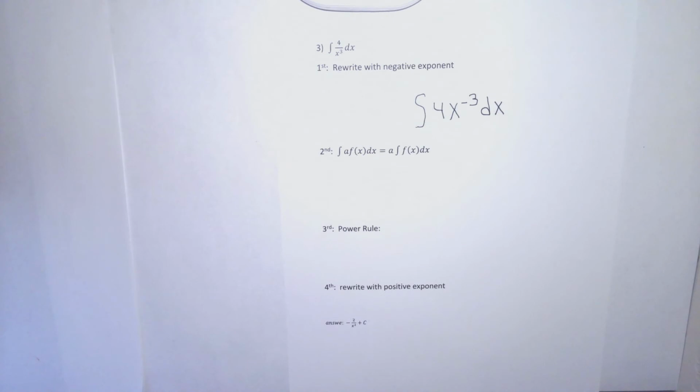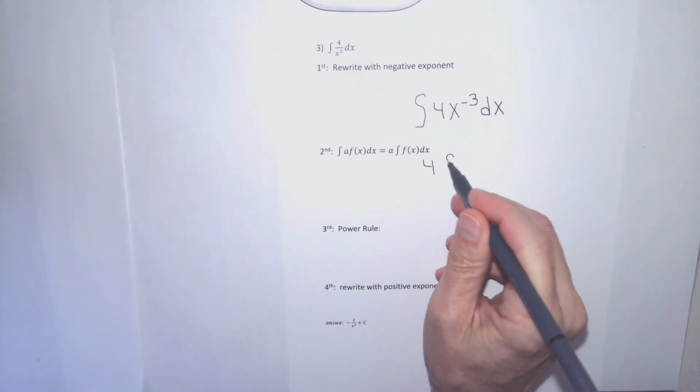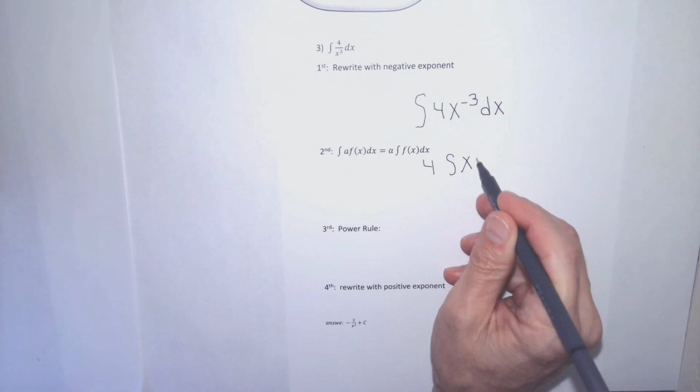So the rewrite of this is 4 times x to the negative 3, the integral of. Now I'm going to pass the constant, make it in front, or pass the coefficient out front.